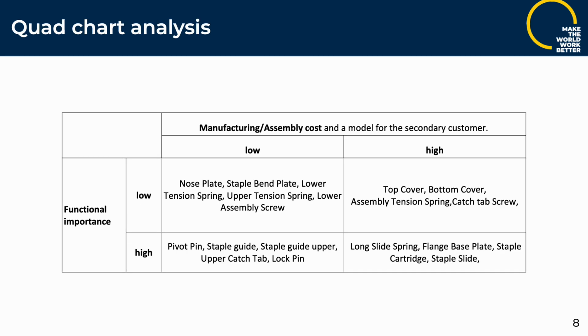The quad chart analysis has shown parts including springs, screws, and some plates outside the main function are of low importance and cost. The covers are higher cost and low importance, along with a few sheet metal components. The pivot pin and main function small sheet metal components have high importance but low cost. And lastly, most of the large sheet metal components housing the staples have both high cost and importance.